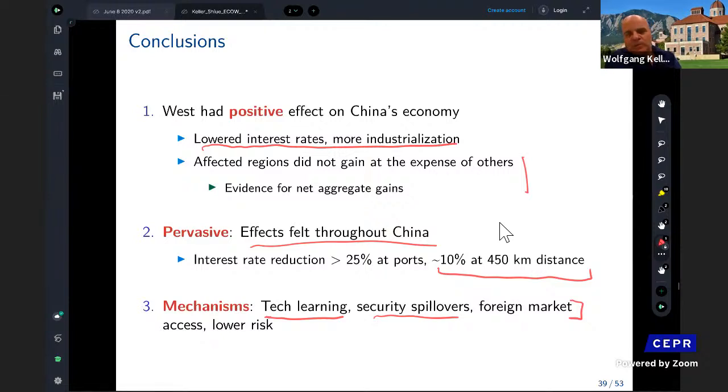And the fact that they collapsed only in 1911 has to do with, in some sense, the Western influence probably slowing down the collapse of the Qing dynasty. That's my view, but it's of course hard to make that counterfactual convincingly.